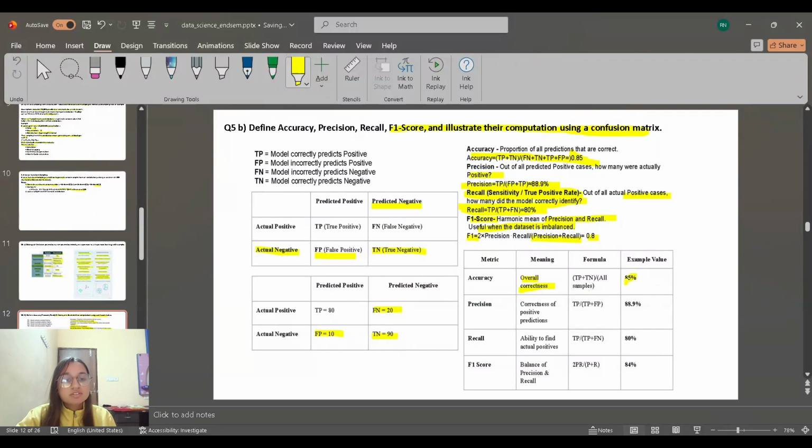Here it is 85%. Precision is correctness of positive predictions, which is true positive upon true positive plus false positive. Here it is 88.9%. Recall means ability to find actual positives. Its formula is true positive upon true positive plus false negative. It is 80% here. F1 score is the balance of precision and recall. Its formula is 2 into P into R upon P plus R. It is 84%.